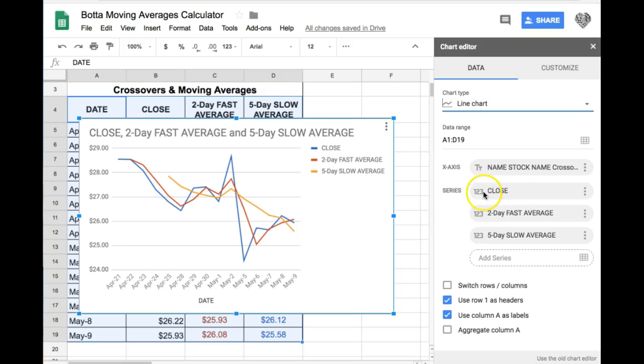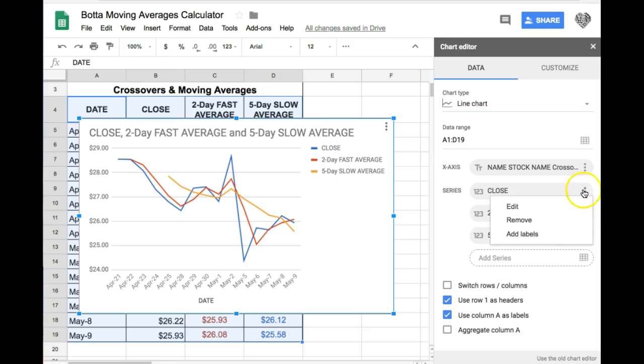So there we go. Now, we have 3 pieces of information here. We have the closing prices for every day, the 2-day fast average, and the 5-day slow average. And what we want to do is get rid of the closing prices so it doesn't confuse us when we're looking for intersection points.